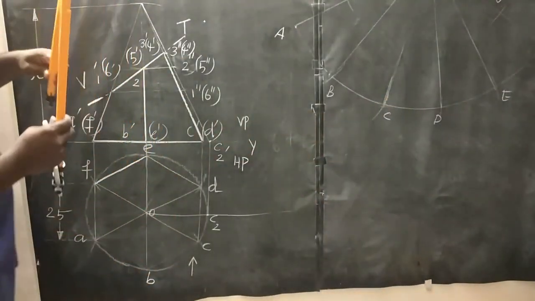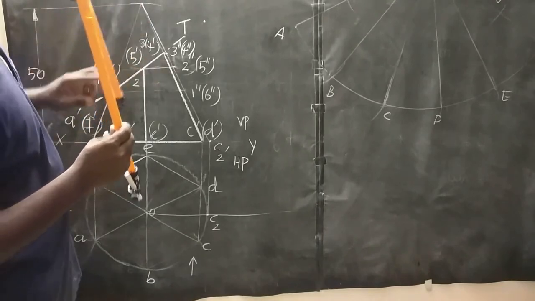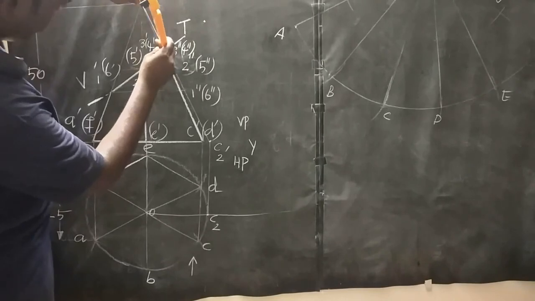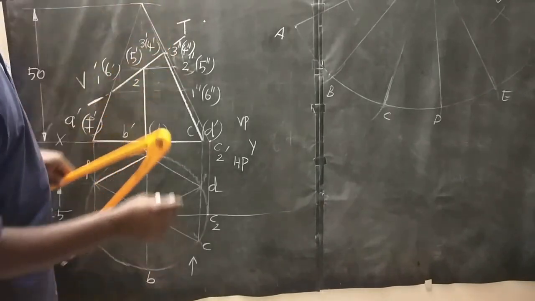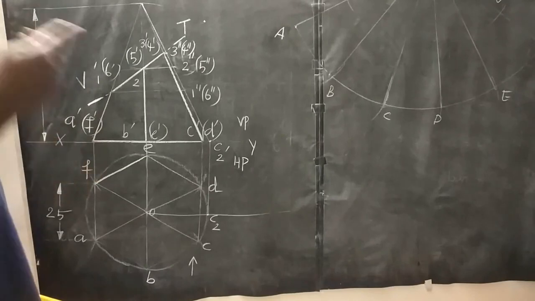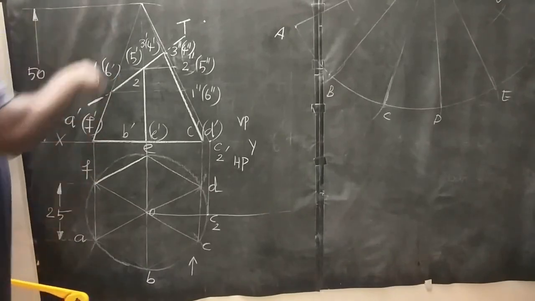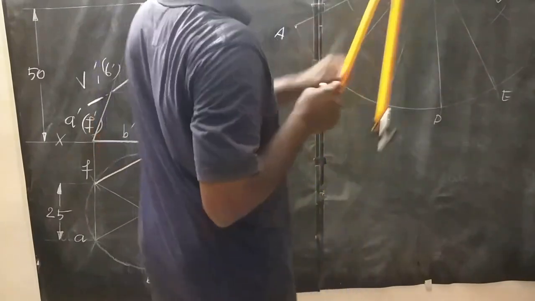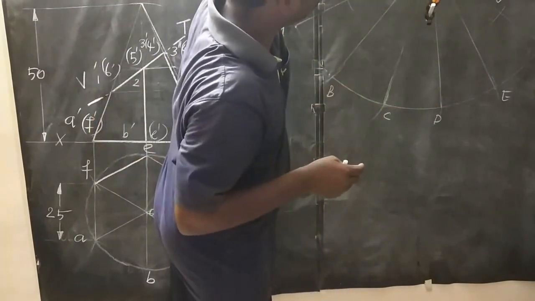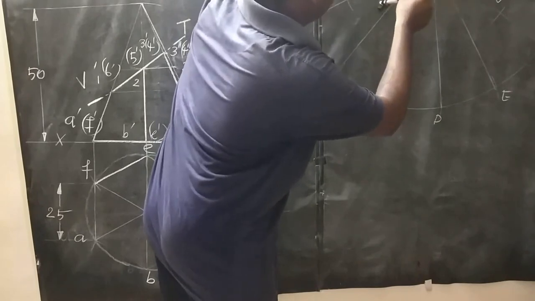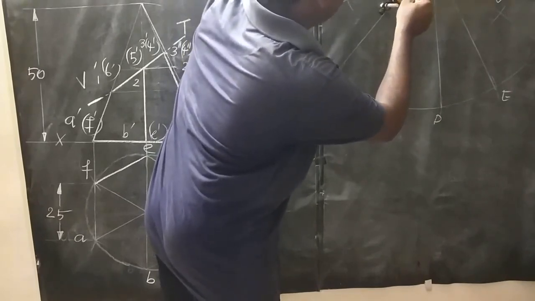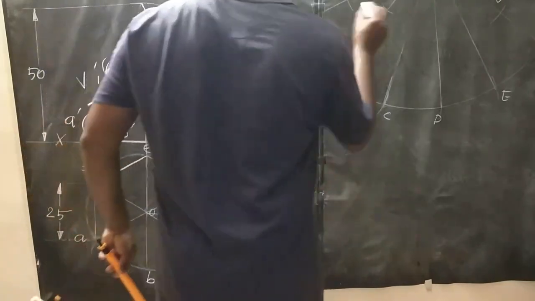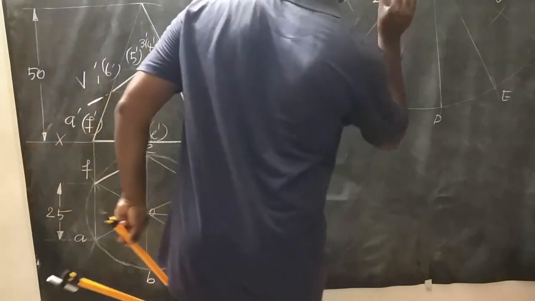Then measure the distance of O dash to 2 double dash as radius. Point number 2 is located on the OB slant edge. See here, the OB slant edge is here. On the slant edge, draw one arc with respect to point O. Here, I got the arc. That point is called 2.